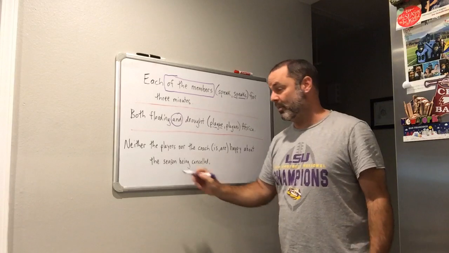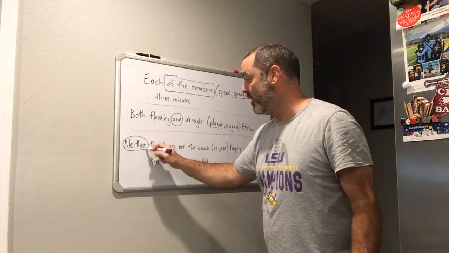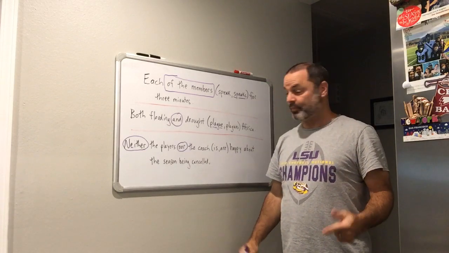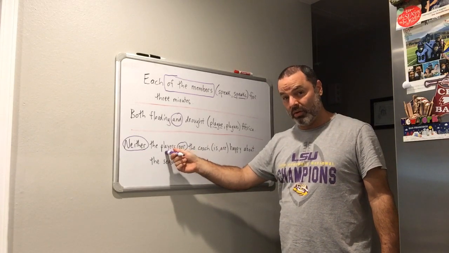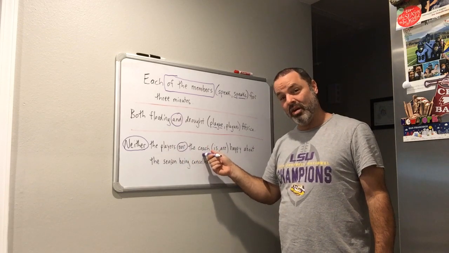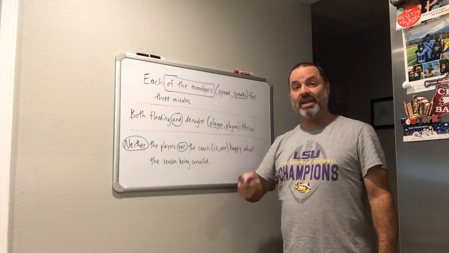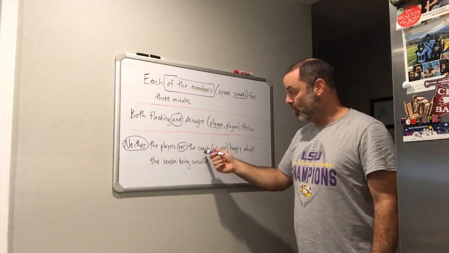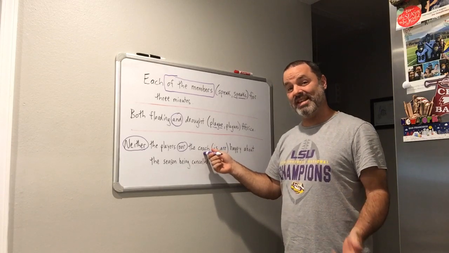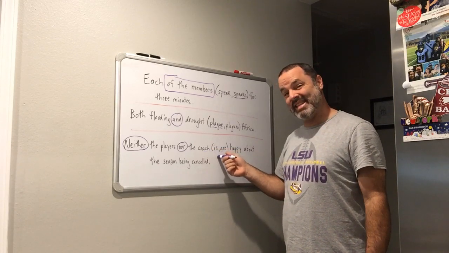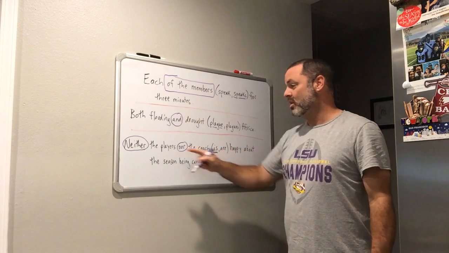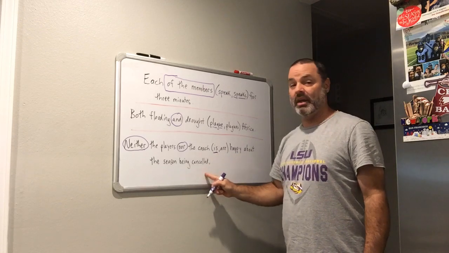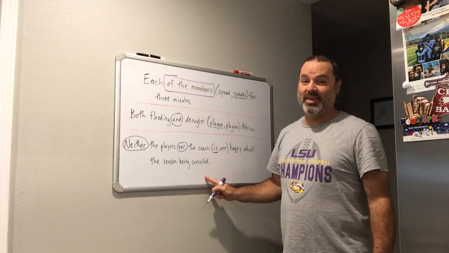Down here, it's the same rule. Remember, I have neither nor. So if I have or, nor as my subject, and I have one plural, one singular, the rule is the subject closest to the predicate determines whether it's singular or plural. Coach in this particular sentence is singular. Therefore, I would need the singular verb, which would be is. So neither the players nor the coach is happy about the season being canceled. And you know that's a true statement right there, by the way.